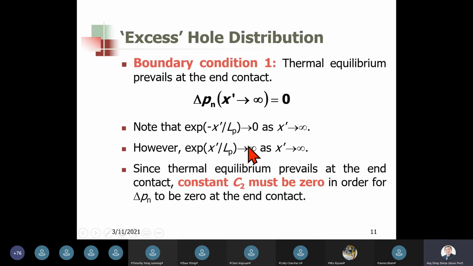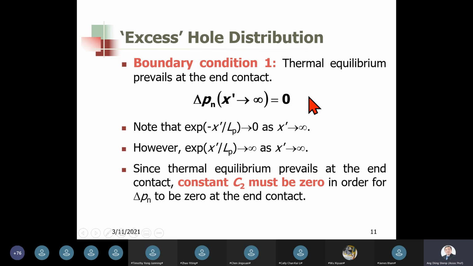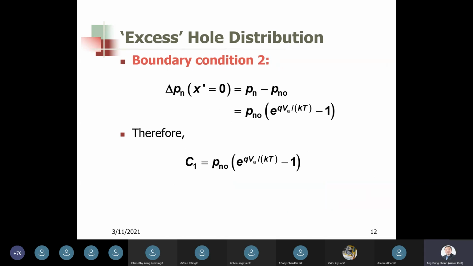Okay. Now, in order for this boundary condition to hold, in other words, in order for this side of the solution to be 0, with e to the minus x prime over Lp becoming 0, and e to the x prime over Lp becoming infinity, the only way to make this side of the solution 0 is for C2 to be 0. Okay, so applying this boundary condition allows us to conclude that the constant of integration C2 must be 0. Okay, so with that, we are only left with C1.